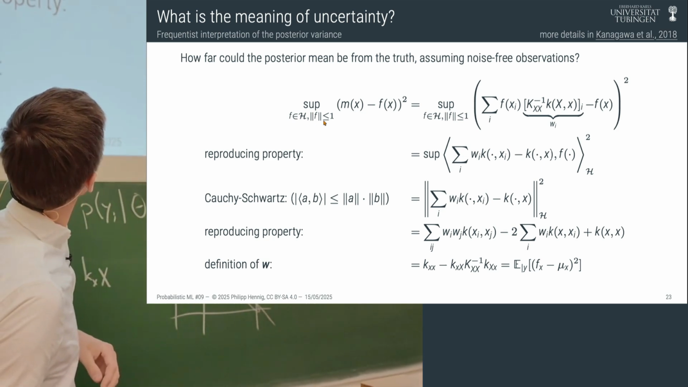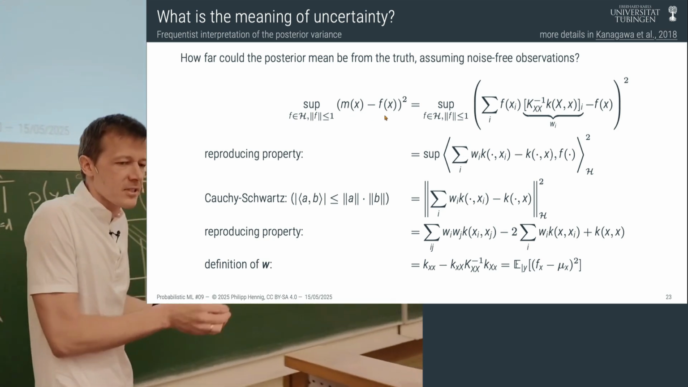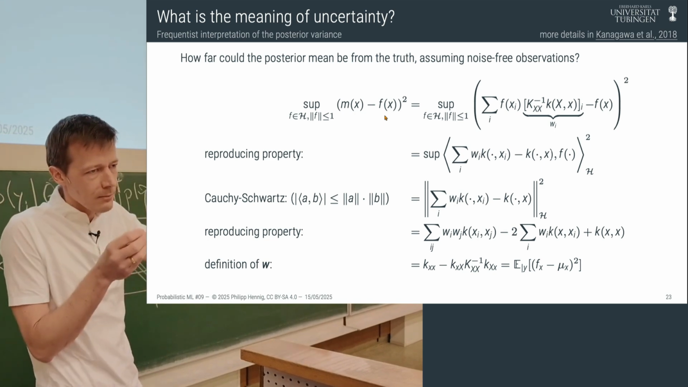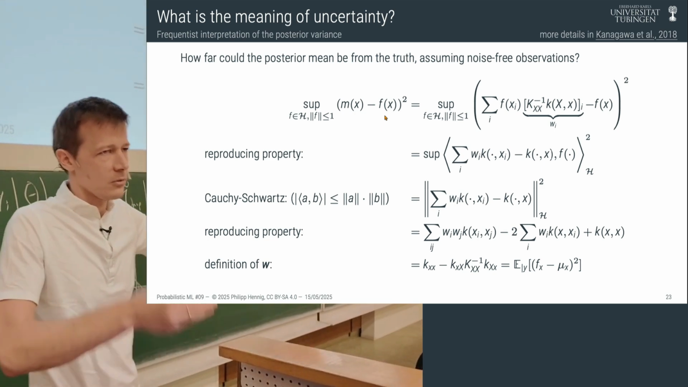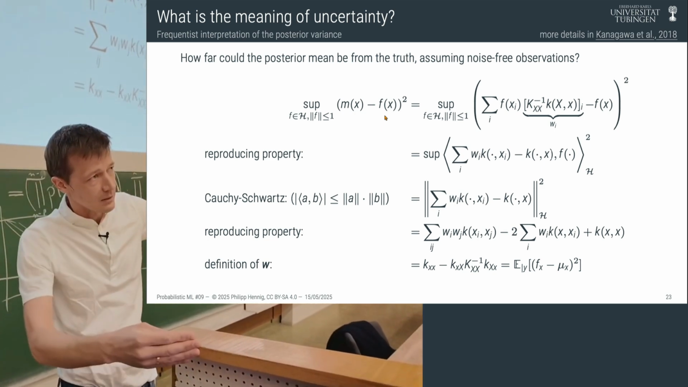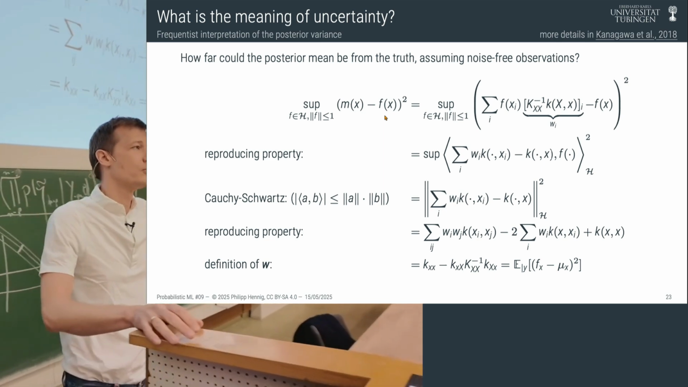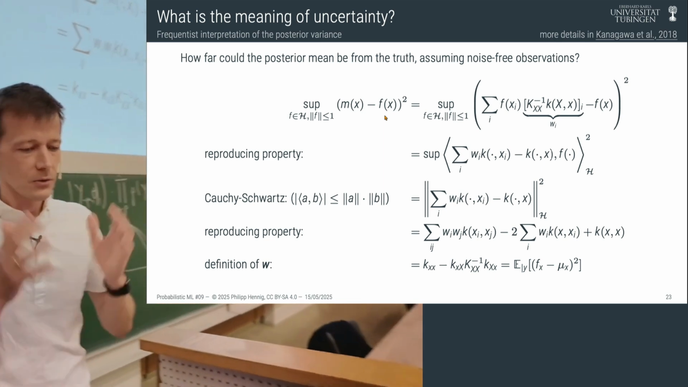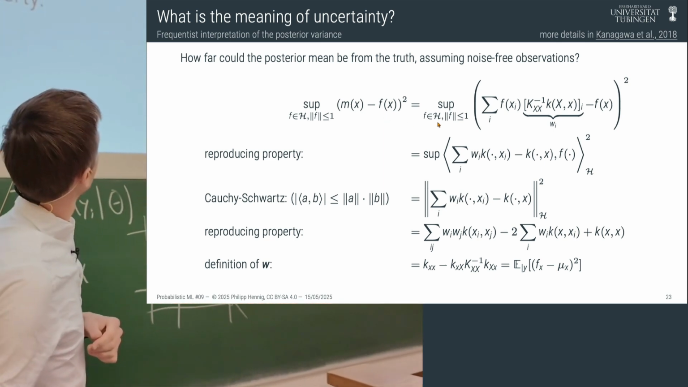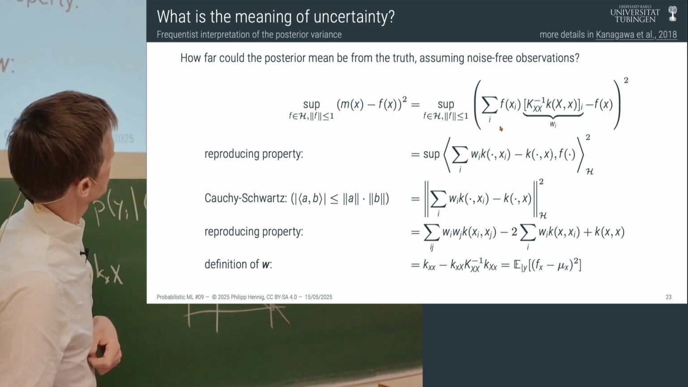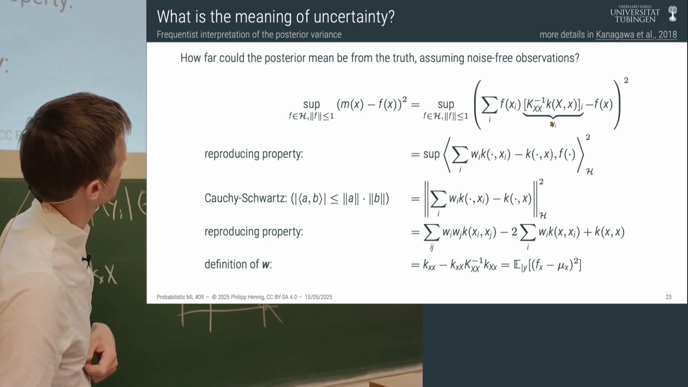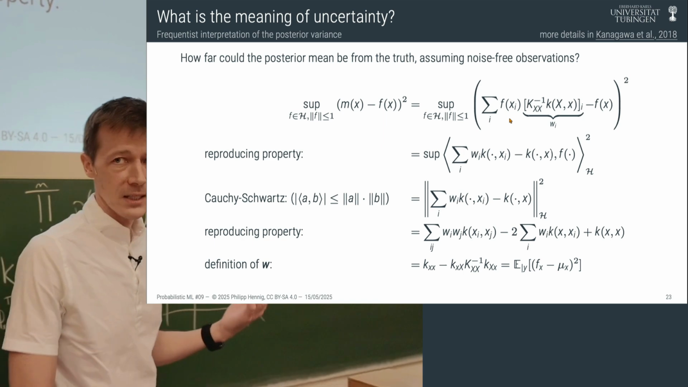So that's the thing here. And let's look for the worst possible error we could make. So the supremum of the square distance between function values at the predictive mean, at our point estimate, and the true function which we don't know. So here is how the construction works. First, we plug in the definition of what the posterior mean is from a few slides ago.